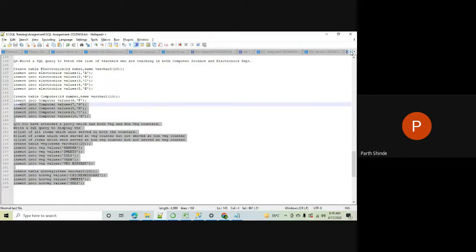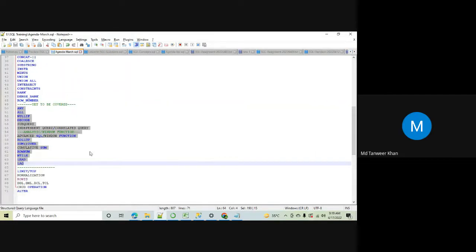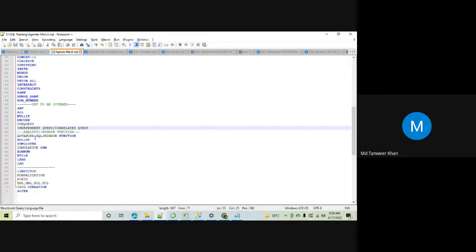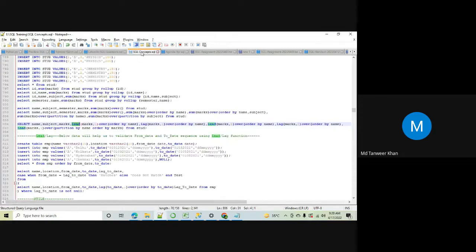Coming to your agenda, rank and row number I have done yesterday. Now these things are pending: subquery, independent query, duplicate query. Lead, lag. Lead and lag is very important. Yesterday, one of my connections in LinkedIn asked a question based on lead and lag. Okay, I will tell you lead and lag first.